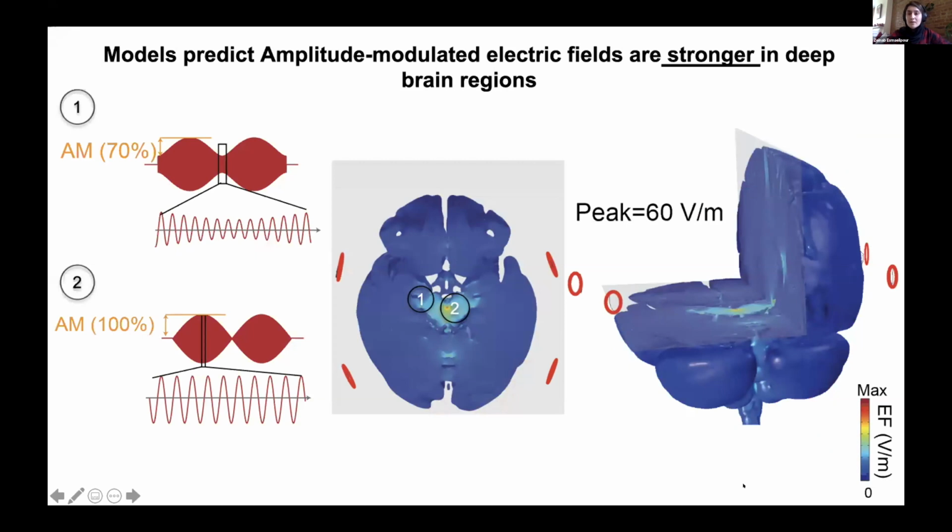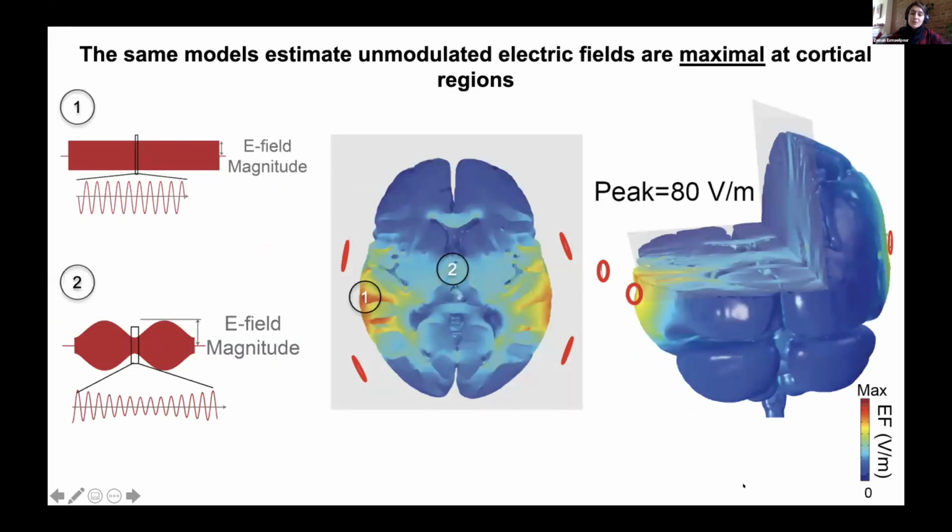Using the modeling method, we can see that this method would produce strong amplitude modulated waveforms in the deep brain regions. However, it will produce a strong or maximum electric field on the cortical regions, but with a different waveform. So the cortical region would be exposed to purely unmodulated high frequency stimulation or minimally modulated. However, the deep brain region would have modulated waveforms.